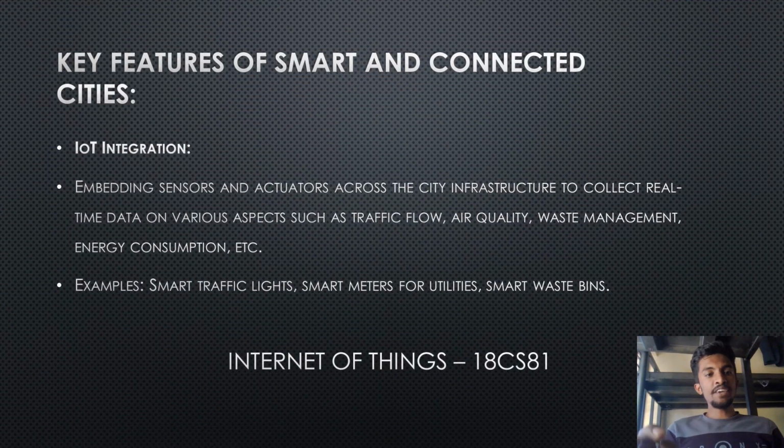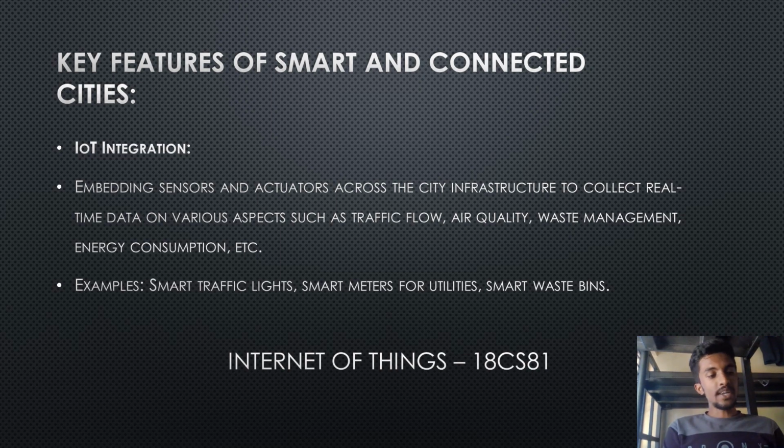Let's see key features of smart and connected cities. The first key feature is IoT integration: embedding sensors and actuators across the city infrastructure to collect real-time data on various aspects such as traffic flow, air quality, waste management, energy consumption, etc. Examples: smart traffic lights, smart meters for utilities, smart waste bins.